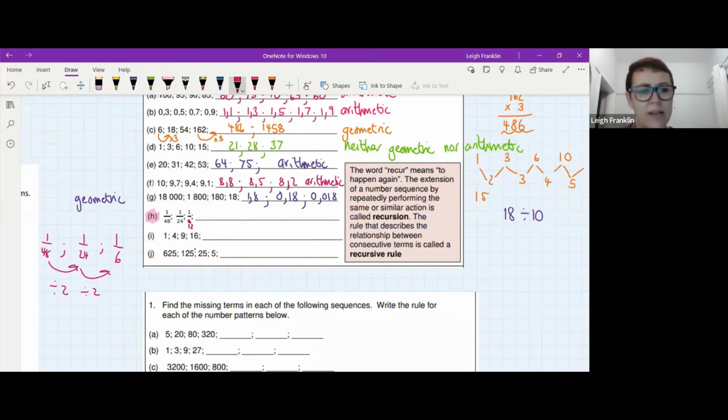Okay, Anati, take it away. What's the next two numbers got to be? 1/3. Remember we're dividing by 2? Okay. So it's got to be 1 over?